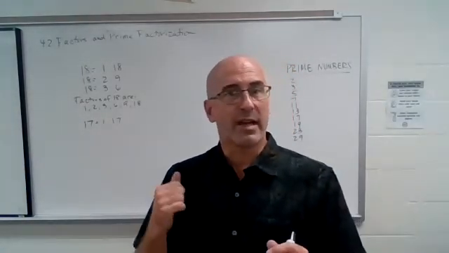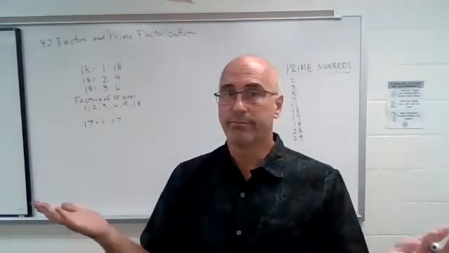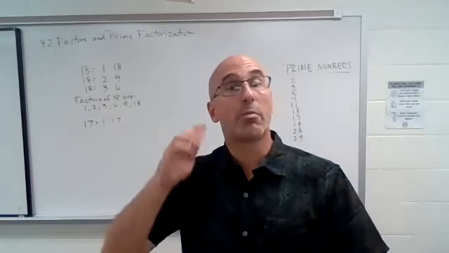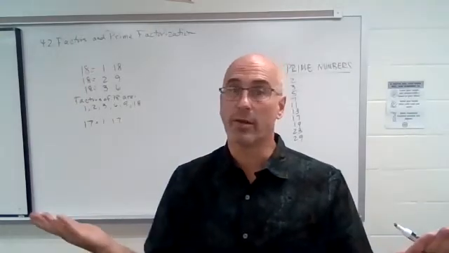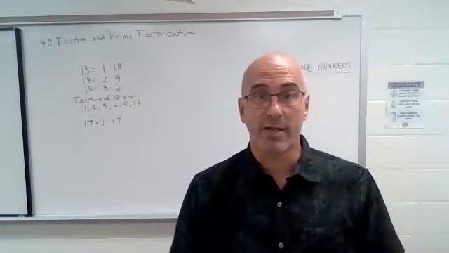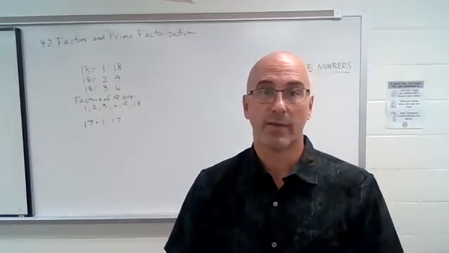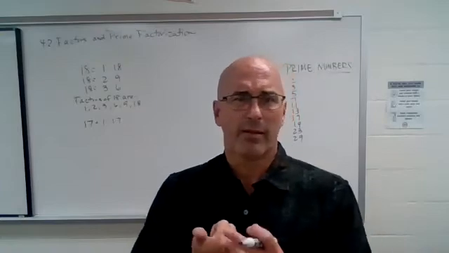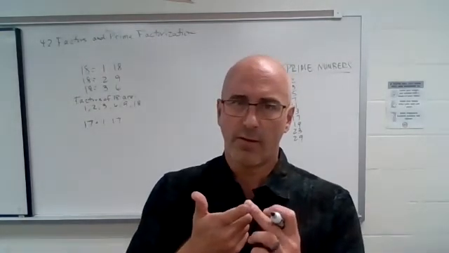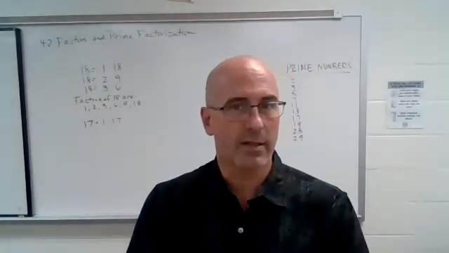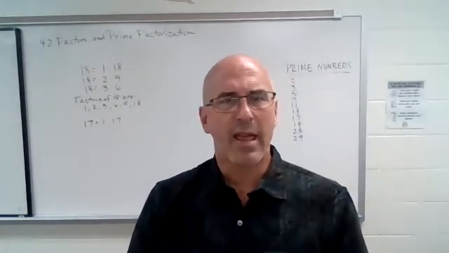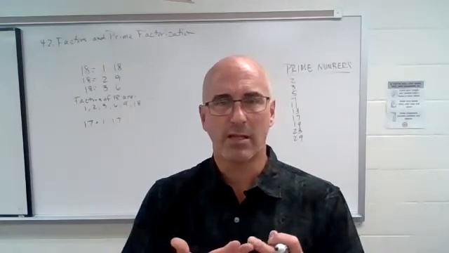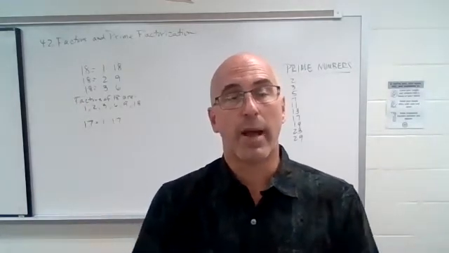5: does it end in a 0 or a 5? No, it doesn't. 6 has to be divisible by both 2 and 3, but we know it's not divisible by either. So 17 is not divisible by 6. 7 is one of those weird ones too, so let's skip count. 7, 14, 21. Nope, it's not divisible by 7. 8, another one we have to skip count. 8, 16, 24. Nope.